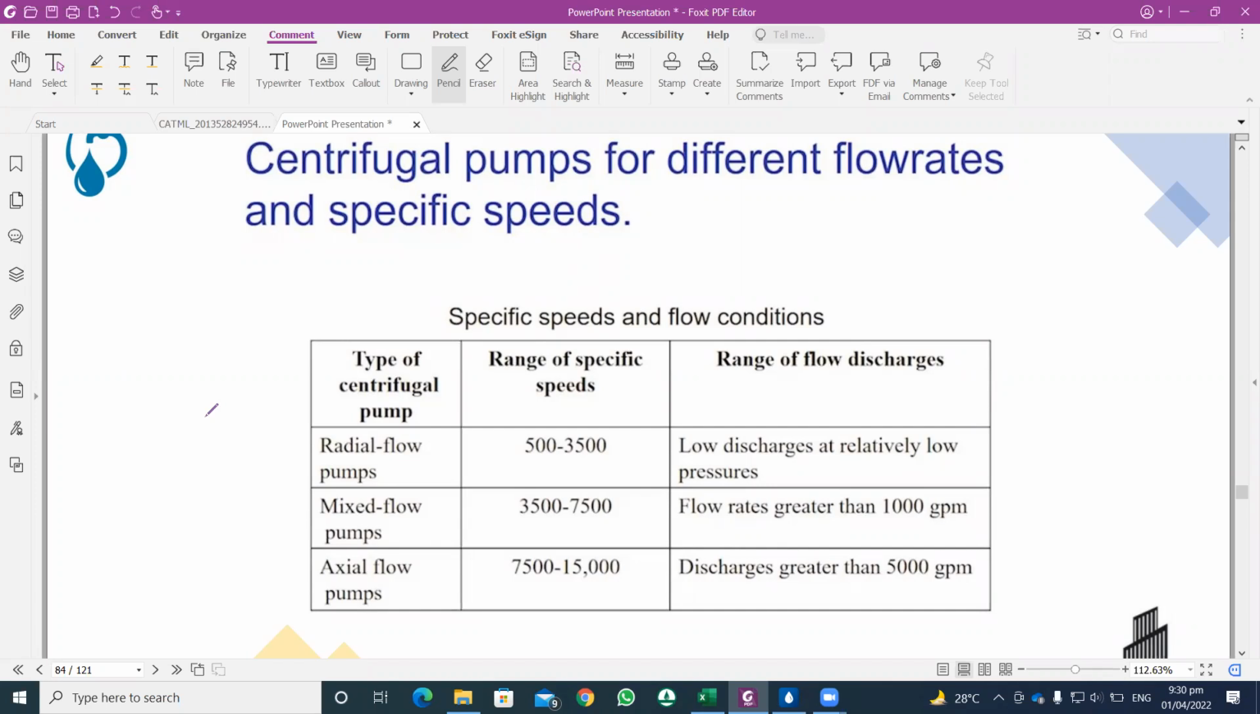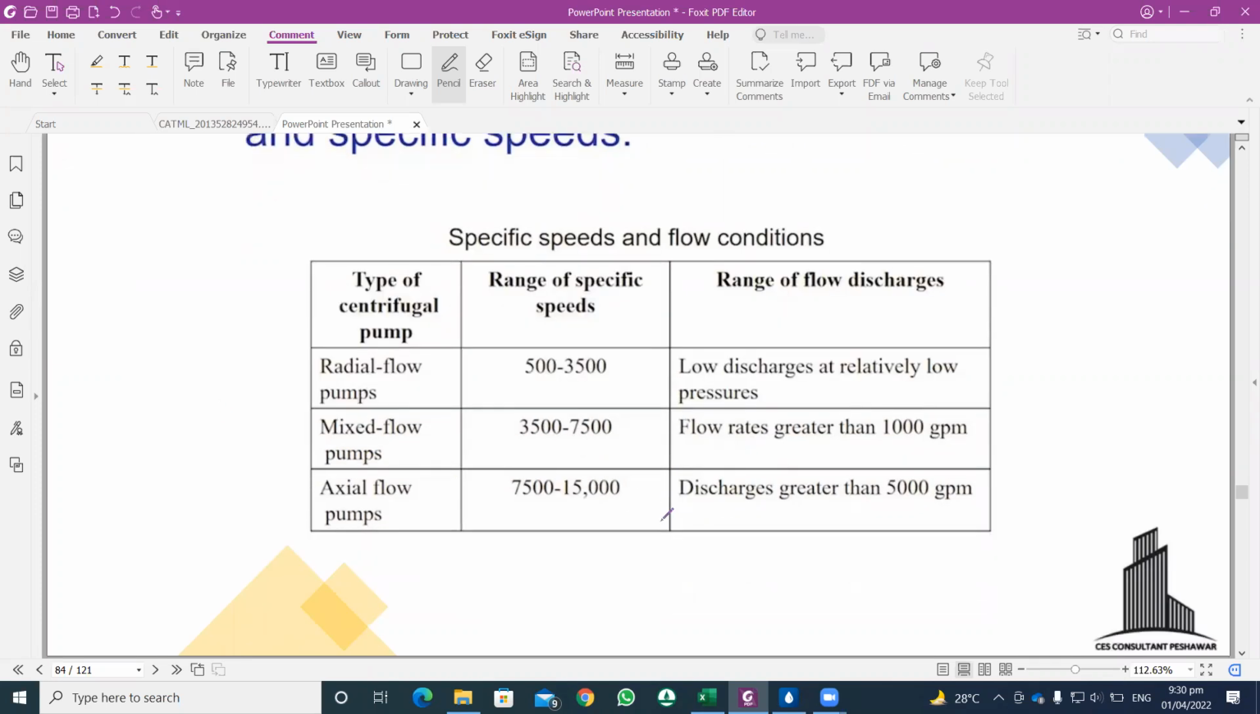And mixed flow pumps are used having a speed of 3500 to 7500, mostly for flow rates greater than 1000 GPM, and the axial flow pumps are used having a discharge greater than 5000 GPM.